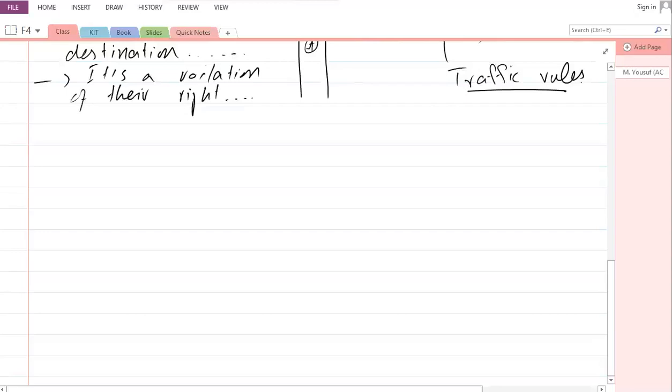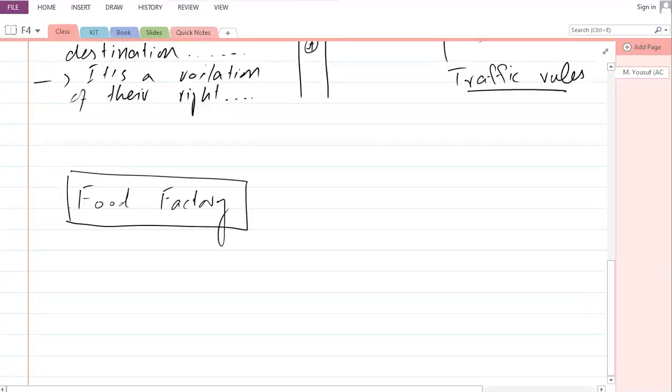let's say for example there is a food factory, and that food factory produces biscuits. So once again there are two mechanisms, formal and informal.